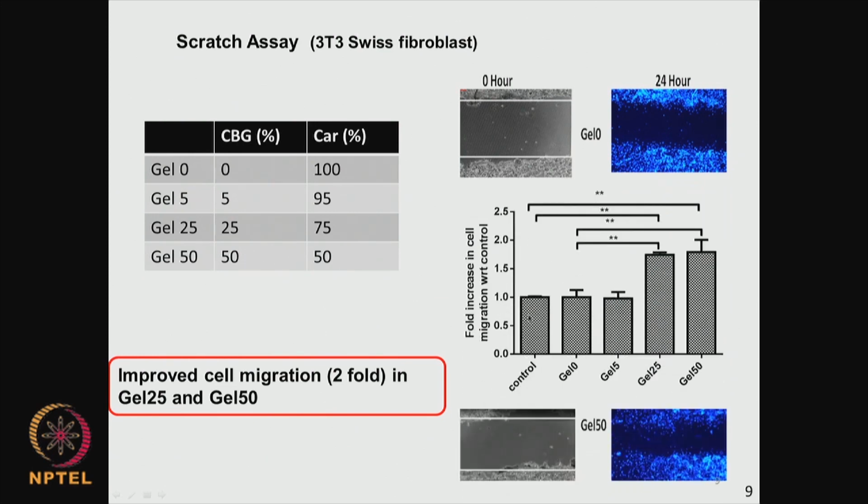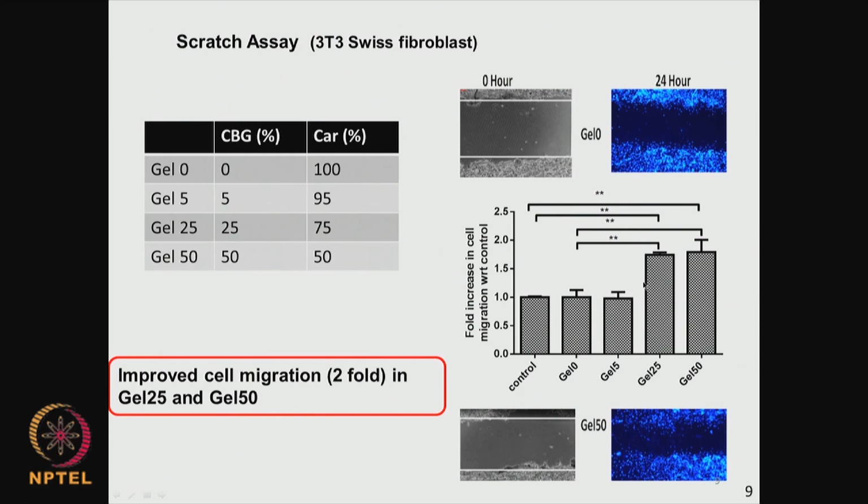Okay. This is shown numerically here. So, gel 0 migration, if you take it as 1, and the 25 and 50, the migration goes to almost 2 times. So, double the rate at which cells are migrating.